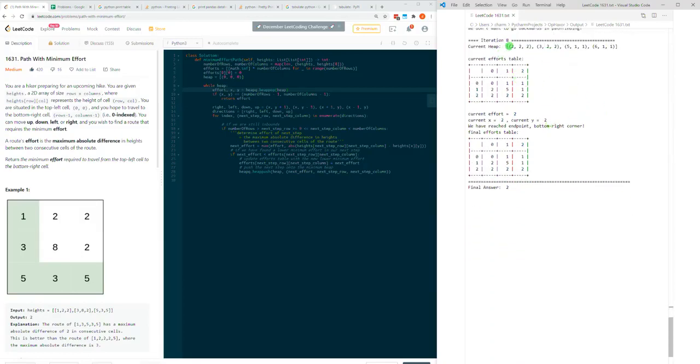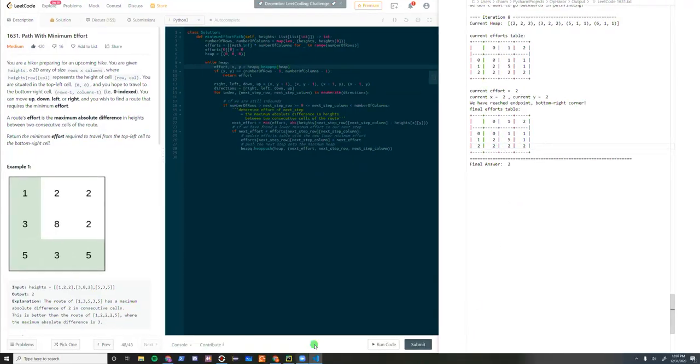And then position 2, 2. So this final position floats to the top, and we have reached the endpoint, the bottom right corner. So we have updated our final efforts table, and we can see if we go along this path that I'm highlighting here, that takes minimum effort 2. And so there we go.